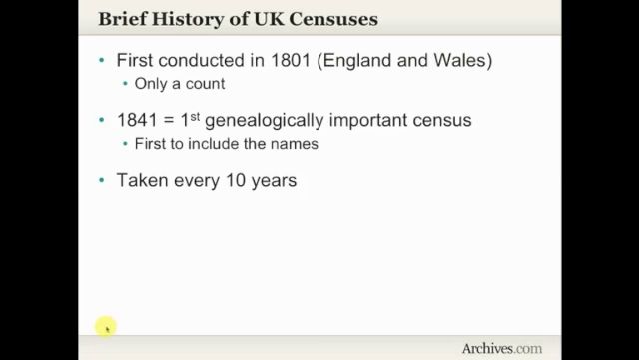And just like in the United States, the censuses in the United Kingdom are taken every 10 years. But instead of being taken on the years that end in 0, like they are in the United States, they're taken on the years that end in 1. So 1841, 1851, 1861, and so on. But they are taken every 10 years.